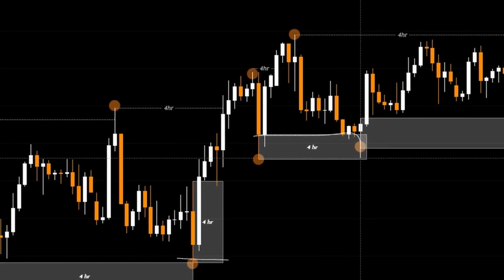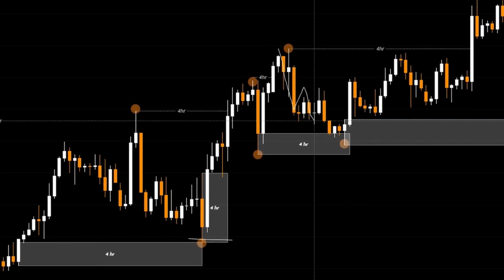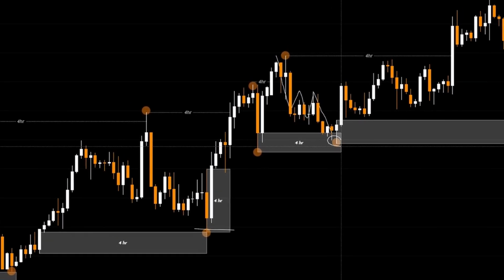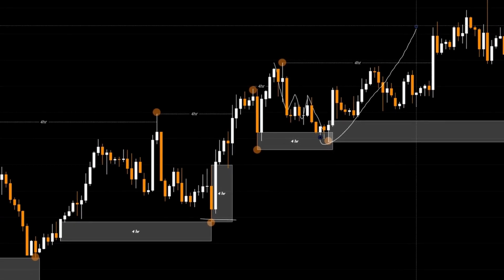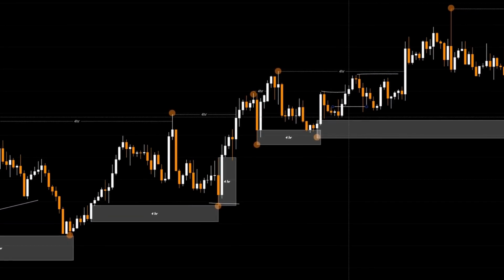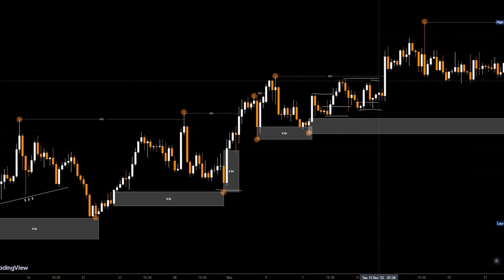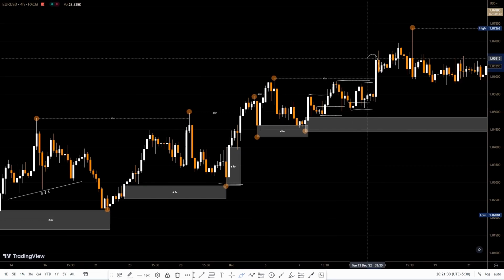So if I map out the demand zone, this is my demand zone and price returns back in a correction form and taps into this demand zone and again goes in the upward direction. It continuously breaks the structure and price respects the demand level. You can see that price respects the demand level, right? And it creates a new higher high at this point.